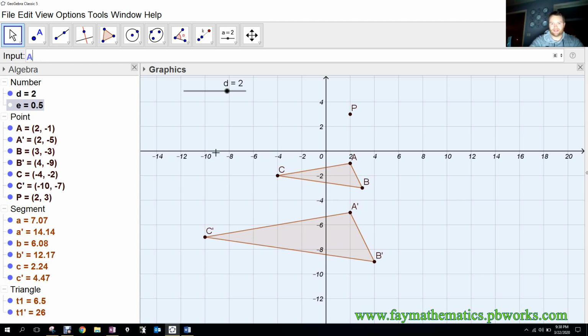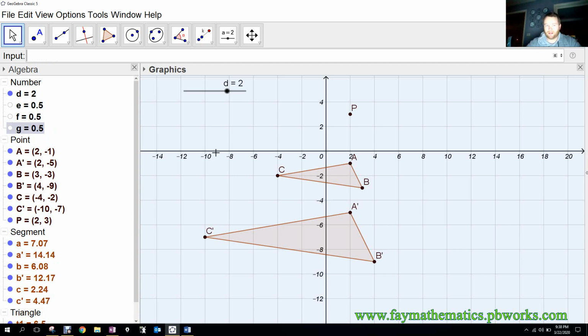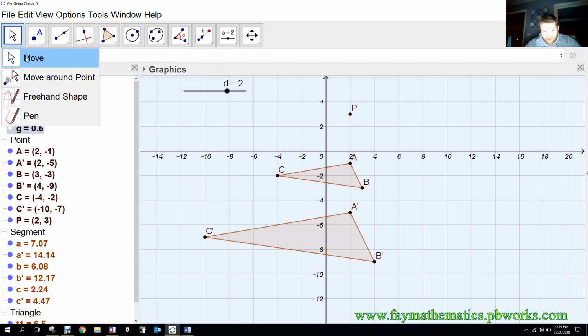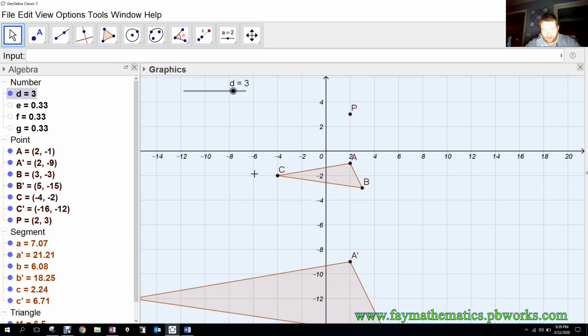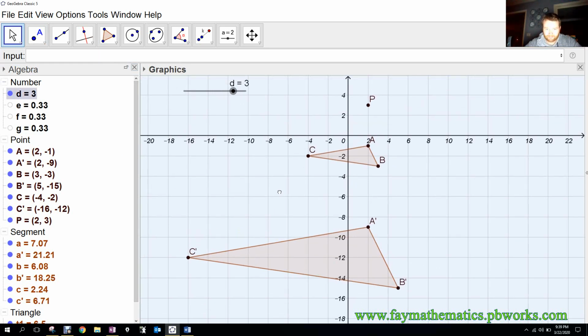And then AC divided by A prime C prime, again, is 1/2. And then AB divided by A prime B prime, again, is my 1/2. If I change the scale factor to 3, obviously then you can see that now it's a 1-to-3 relationship. I would get the 3 here if I compared them, the big one to the small one, obviously.